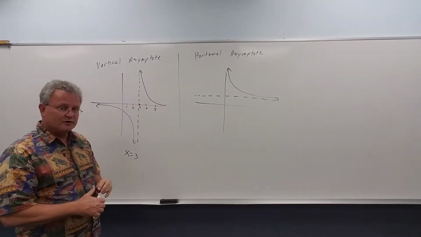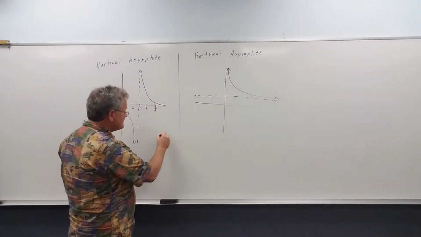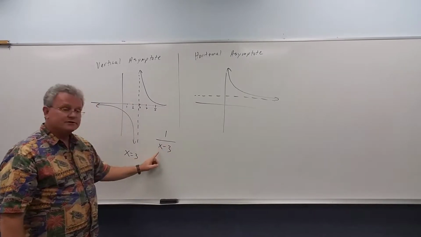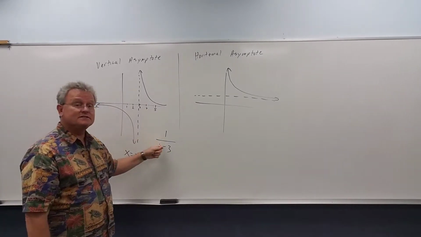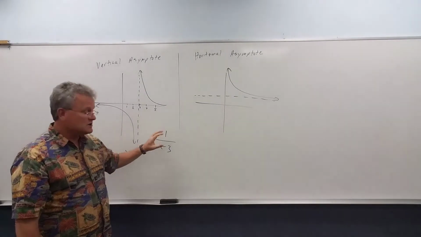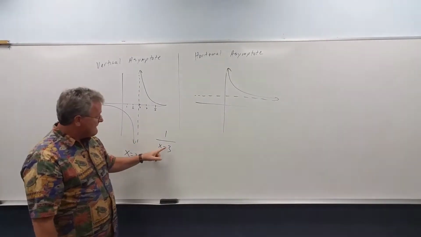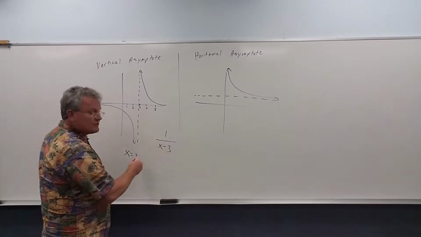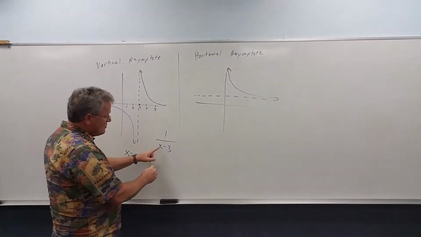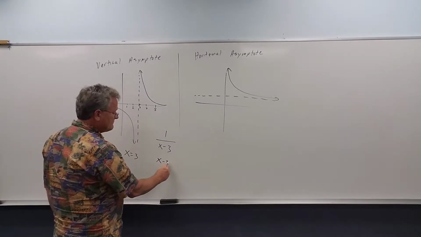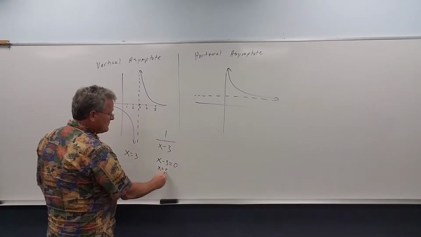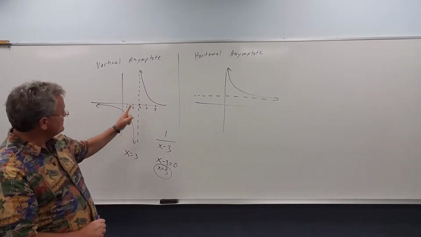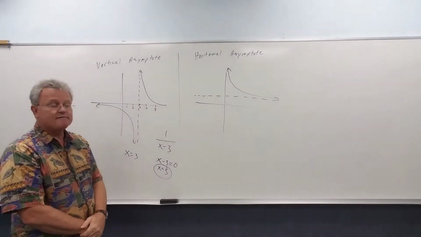When do we get a vertical asymptote? We get a vertical asymptote when the denominator is 0, when the denominator of the simplified function is 0. I'll talk more about that in later videos, but this is simplified. The denominator is equal to 0 when x is 3. So that is the answer. That is the equation of the vertical asymptote for this graph.